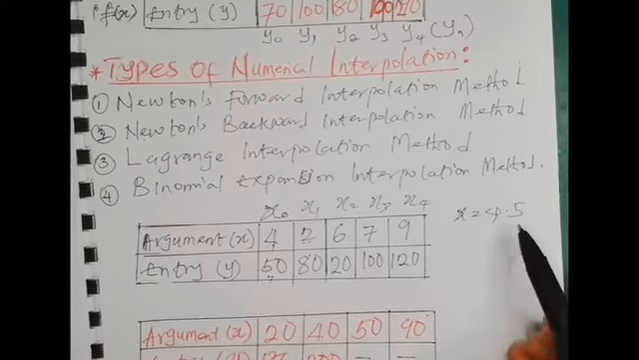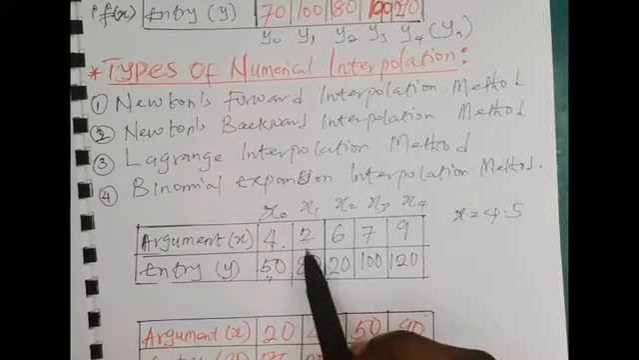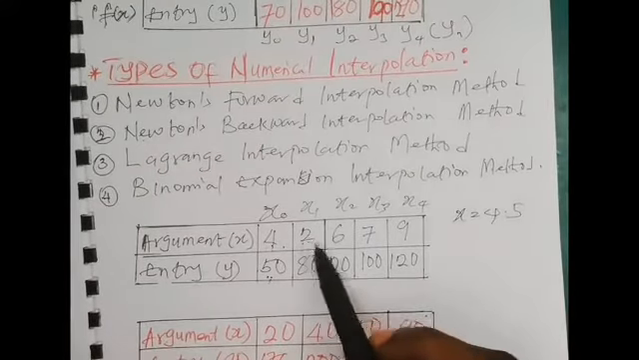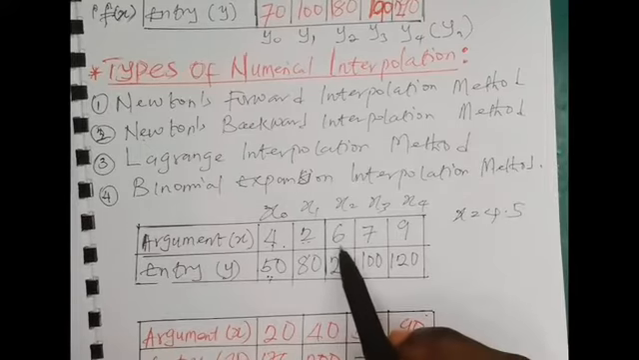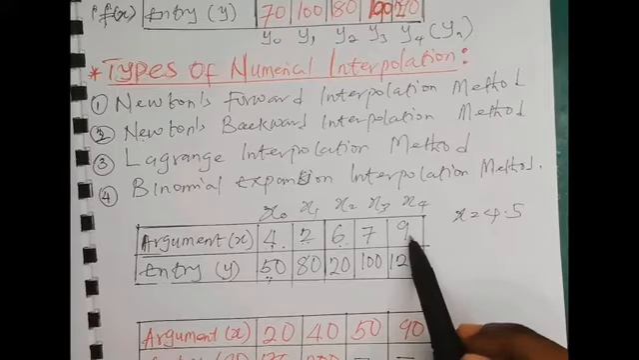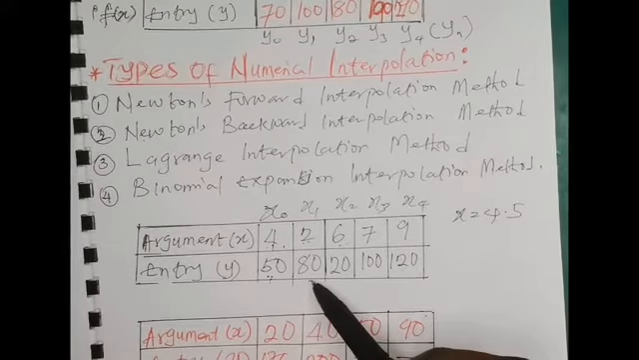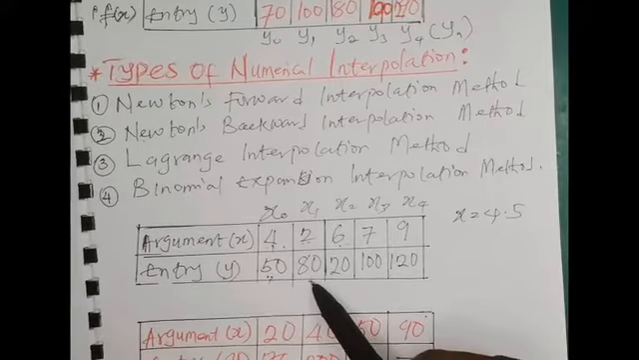So it becomes 4.5 minus 4 times 4.5 minus 6. So we simply skip x1, times 4.5 minus 7 times 4.5 minus 9. Again, multiply by y1 this time around, which is simply 80.